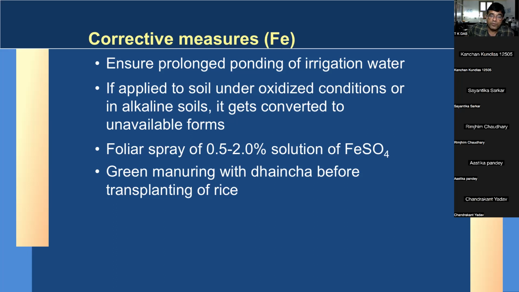But if you spray 2% solution of ferrous sulfate in the nursery area or at seedling stage, that can be very harmful to the rice. So go for 0.5% solution of ferrous sulfate at seedling stage. Green manuring with dhaincha before transplanting of rice can help. It can acidify the soil and increase iron availability. Acidification means it can solubilize some fixed iron.